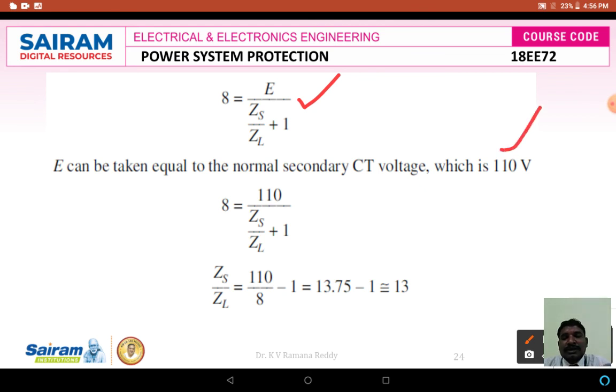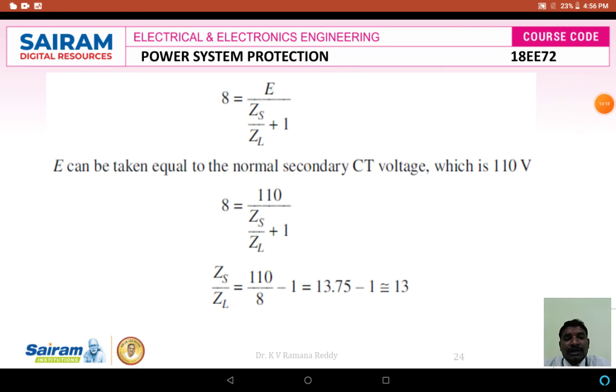So in the place of E I substitute 110, then the above formula becomes 8 is equal to 110 divided by ZS by ZL plus 1. Here ZS by ZL, if I send that to the other side, and 8 if I send, then it becomes 110 by 8, and again this plus 1 I send to this side, that is minus 1. Now ZS by ZL is equal to 110 divided by 8 minus 1, it becomes 13.